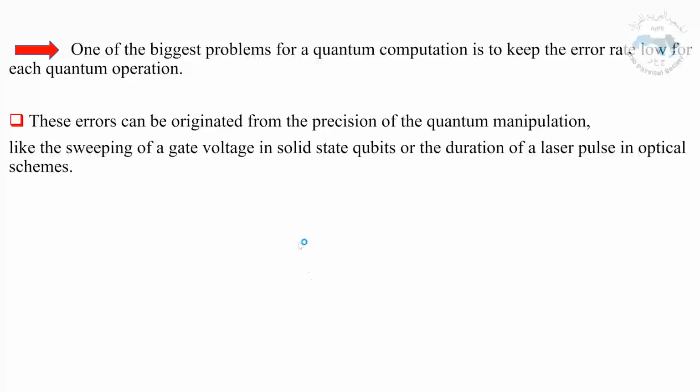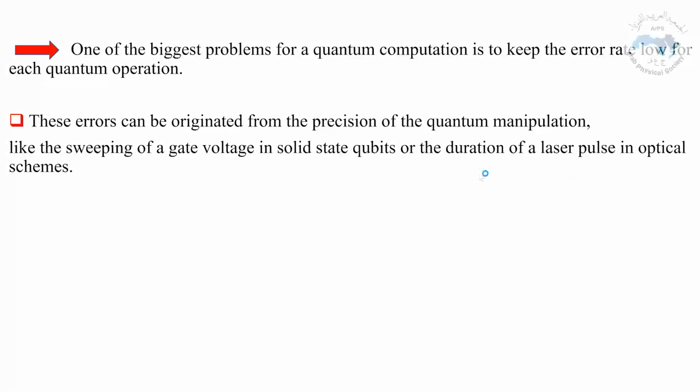This error can originate from the precision of quantum manipulation. For example, if you use solid-state qubits, it is the sweeping of the gate voltage. If you use qubits based on optical qubits, the laser pulse is very important.